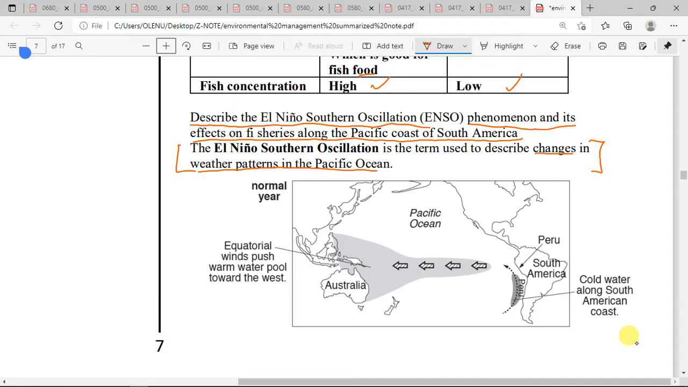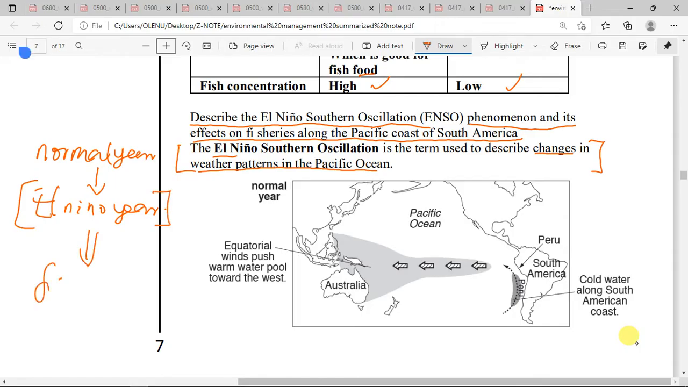So, if it is changes in the weather pattern in the Pacific Ocean, for you to understand fully how El Nino Southern Oscillation affects fish distribution, you need to understand two things. One, you should know how the weather pattern is in a normal year, and you now need to compare it with the weather pattern in an El Nino year. Then you will be able to tell how this phenomenon affects fish distribution. So let's fly.